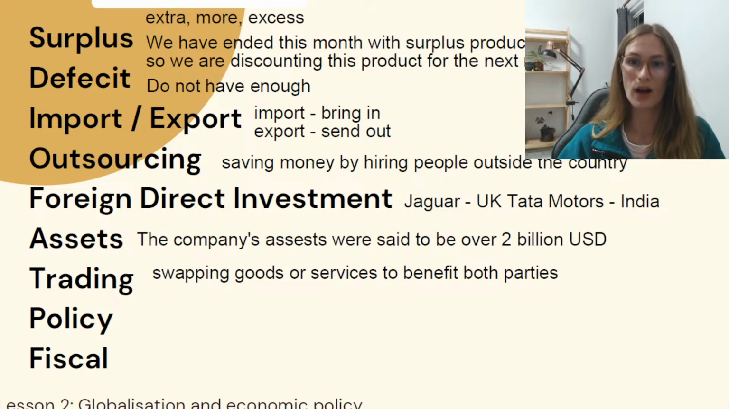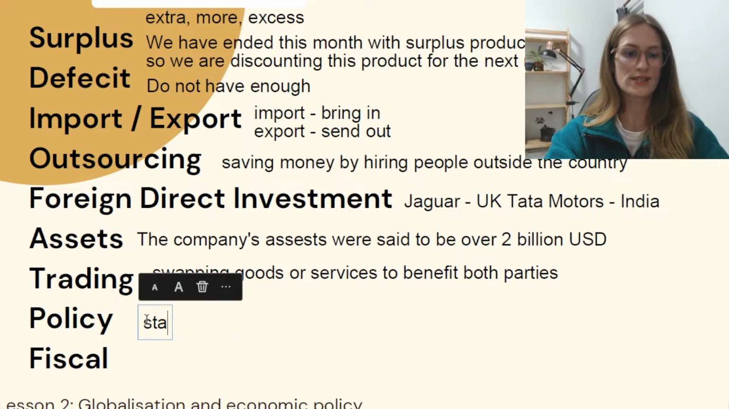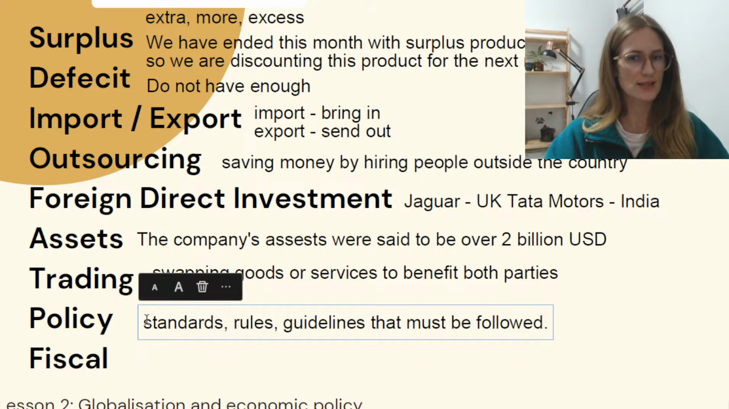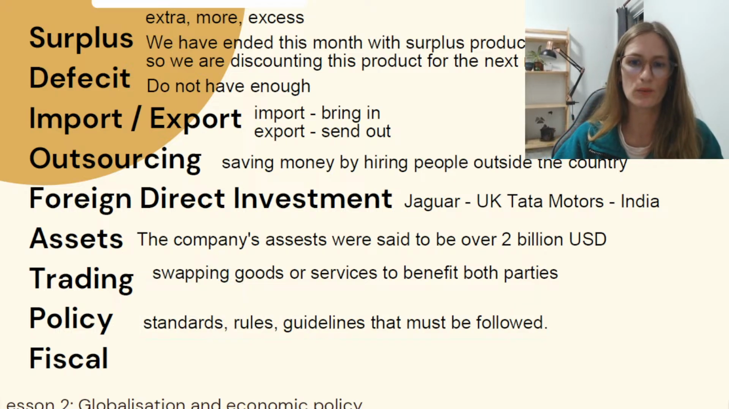Rules to follow, guidelines that must be followed. Exactly. You can also call them standards. Standards, rules, guidelines that must be followed. Exactly. Every company will have a policy for its customers, a policy for its employees.